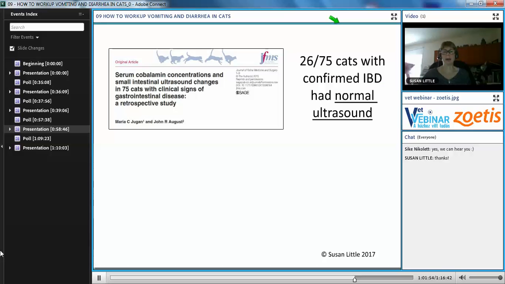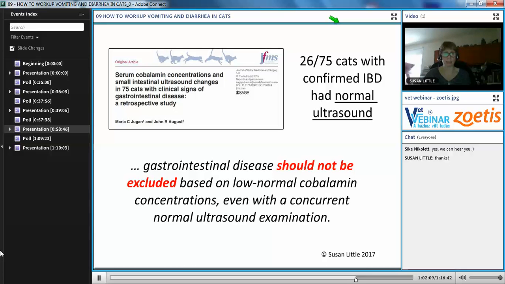So interestingly enough, as I said, these cats all had ultrasounds, but a quarter of those cats that had confirmed small intestinal disease had a normal ultrasound. So that's why I said earlier that a normal ultrasound does not rule out, especially small intestinal disease in the cat.